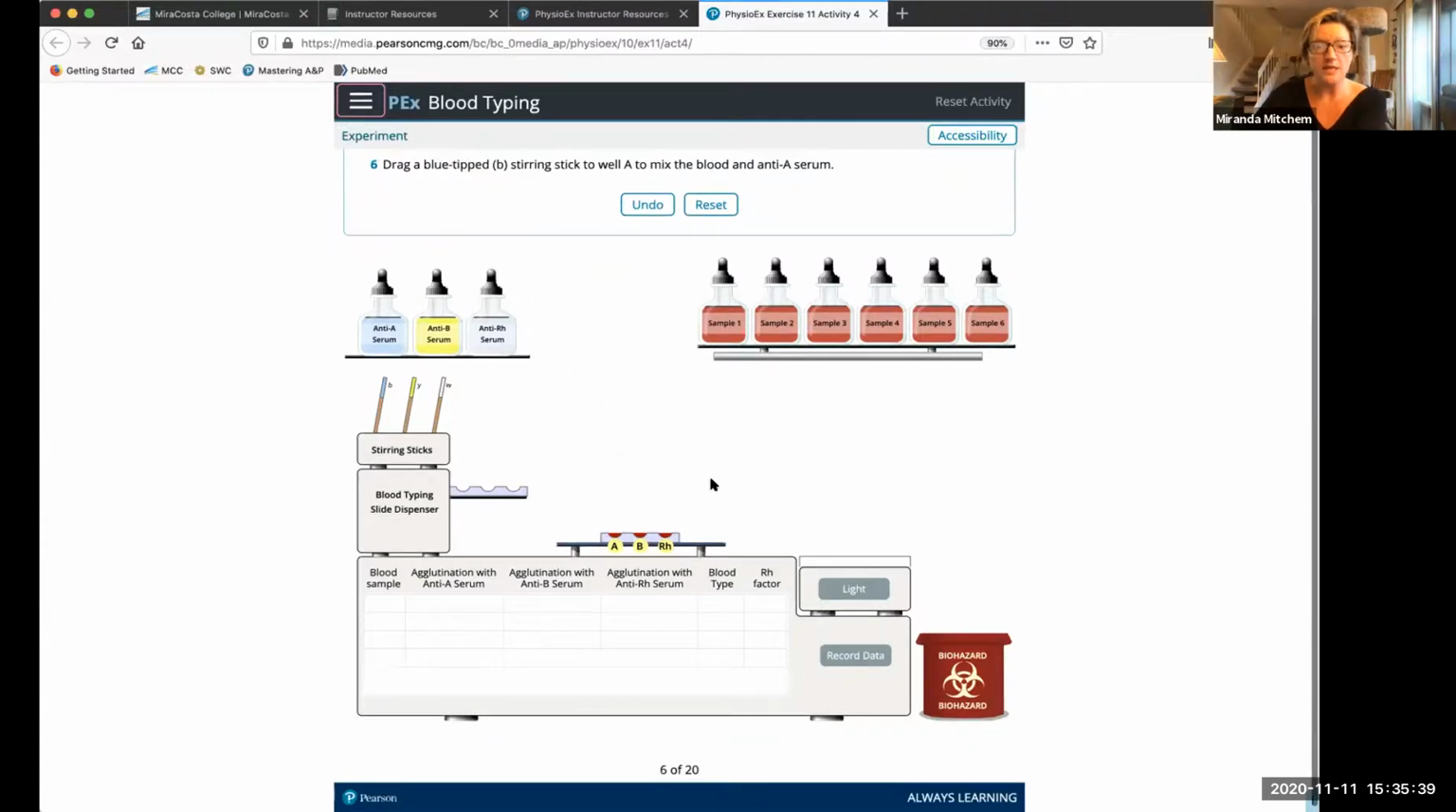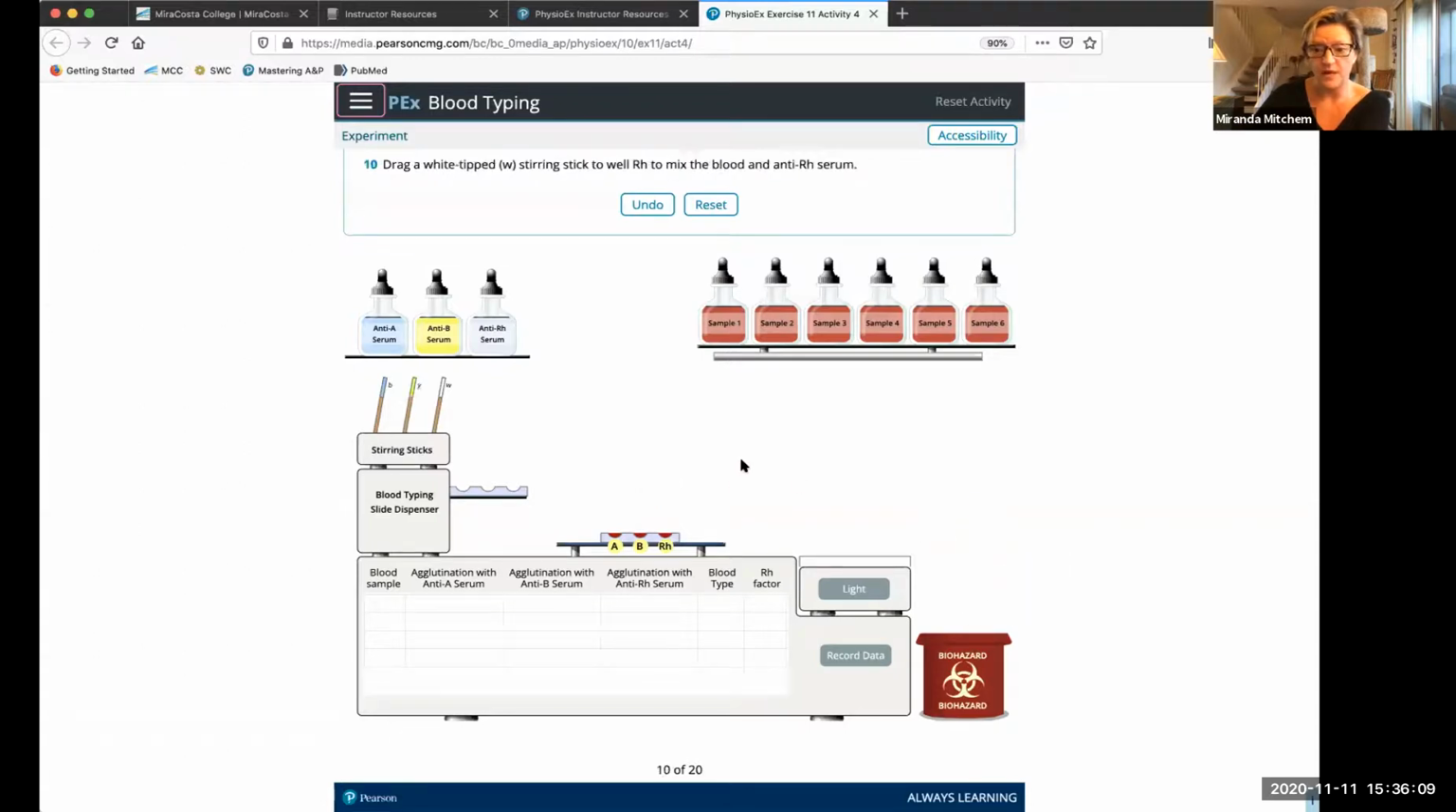Great. And now we need to mix it up. So we're going to take the blue tipped one and put it in A. There we go, mix it up. It has to be a toothpick to do this. If you use glass, it actually can oxidize and mess up the results. So that's why the instructions do say to use a toothpick. So we're going to do the yellow one goes in B.